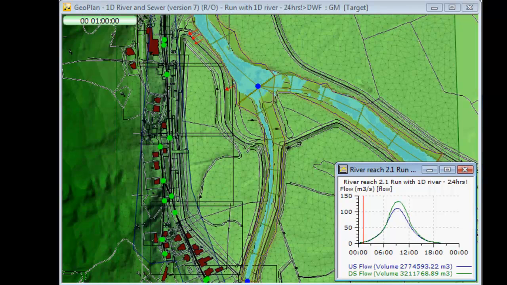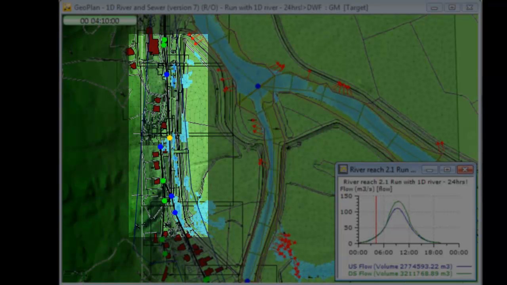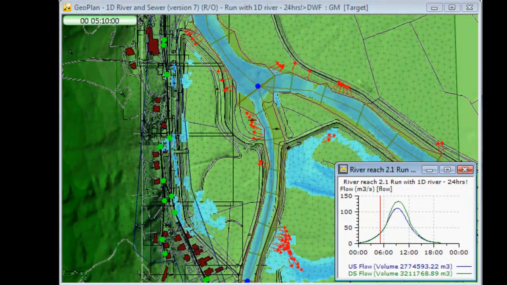Time is shown in the top left-hand corner. And initially, after the rainfall, we can see that the nodes around this area start to experience a degree of flooding. And this is quite clearly stormwater flooding, water running down the hill and the stormwater network unable to deal with that runoff.